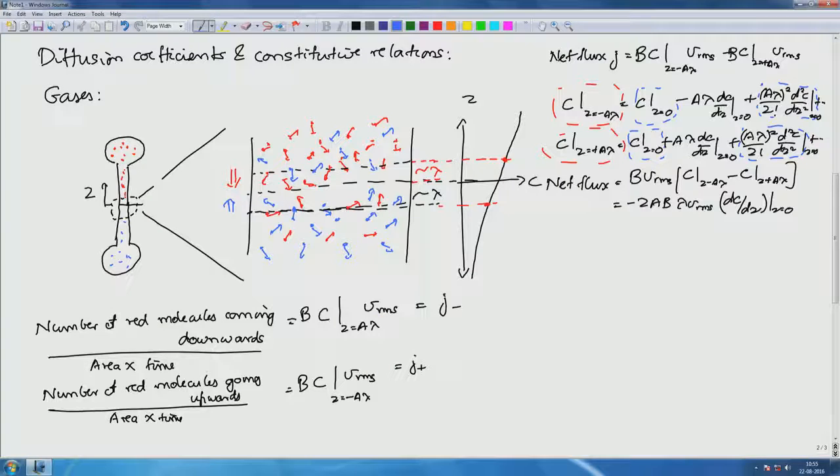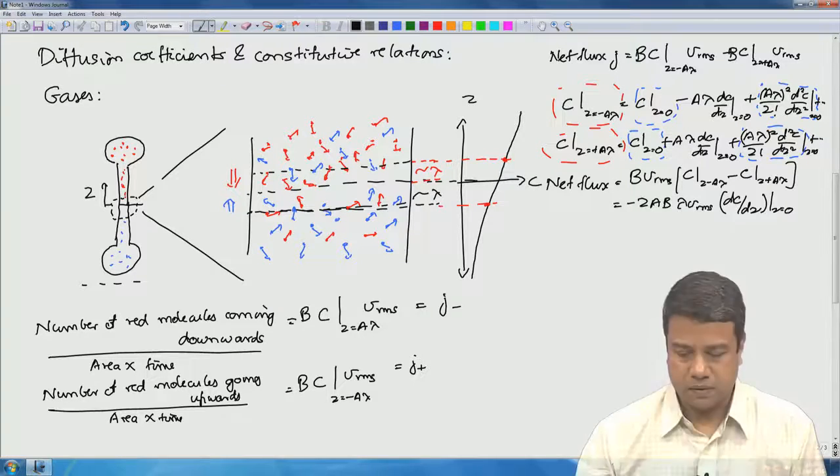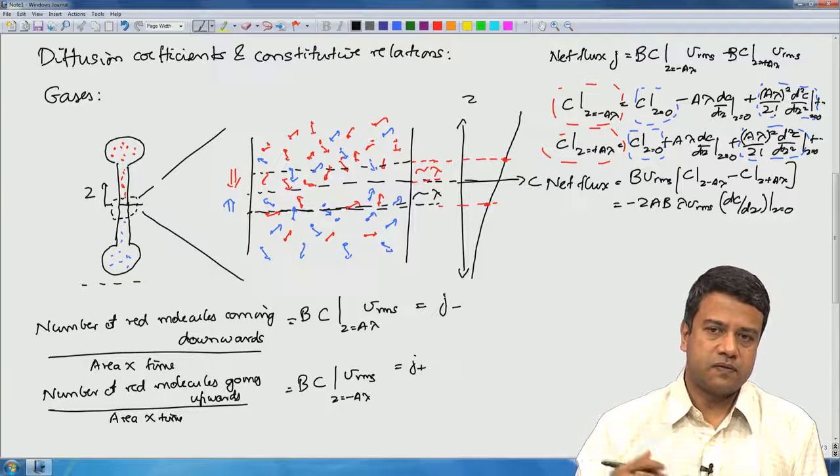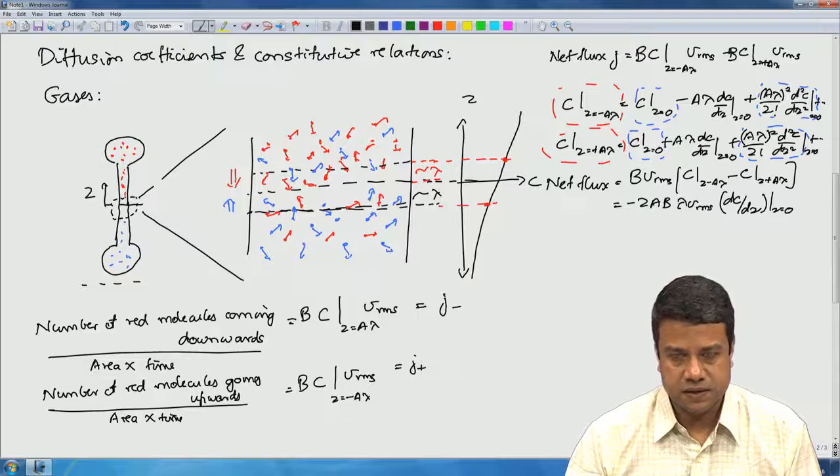I considered here a typical experimental configuration that is used for calculating the diffusion coefficient. You have two reservoirs with different kinds of gas molecules with a valve in between, and when you open the valve there is a transport of gases across this surface.